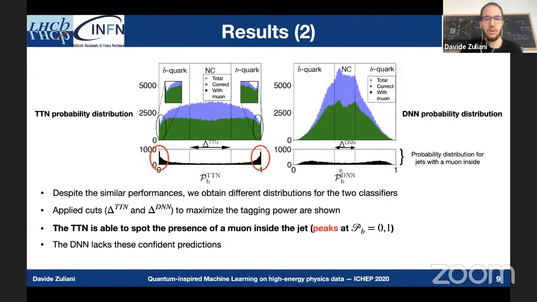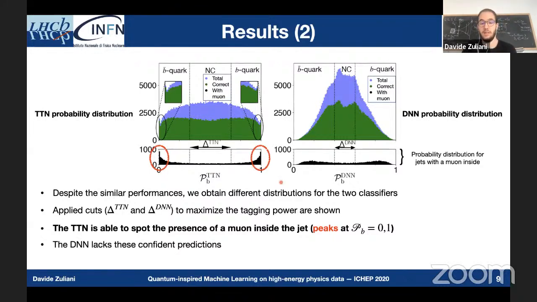Going further, we see that the probability distributions are rather different. Here is the probability distribution for the tensor network and for the deep neural network. Despite their similar performances, the two probability distributions are totally different. Here you can also see the cuts that we have applied in order to maximize the tagging power. The interesting thing is that the tensor network is able to spot the presence of a muon inside the jet. These peaks at 0 and 1 say that we have great confidence in tagging a jet as generated by an anti-B or a B quark.